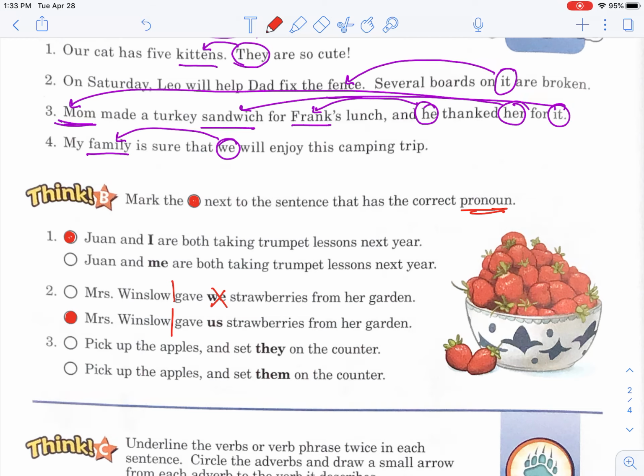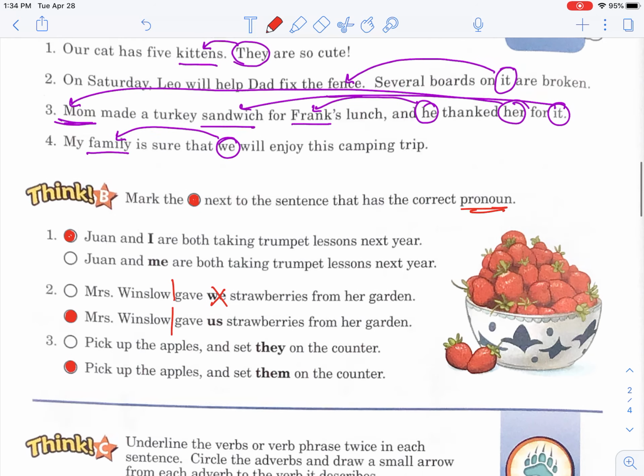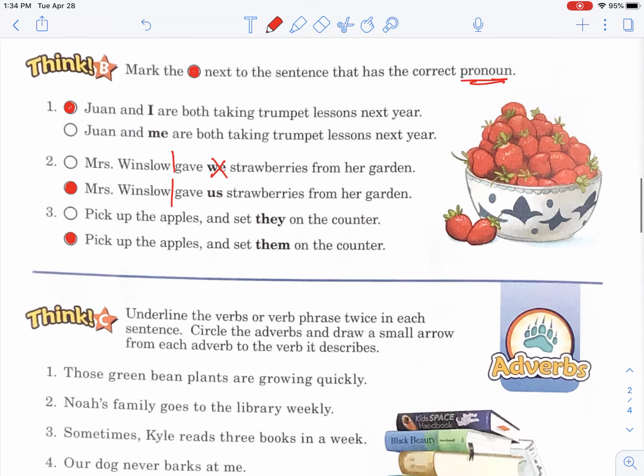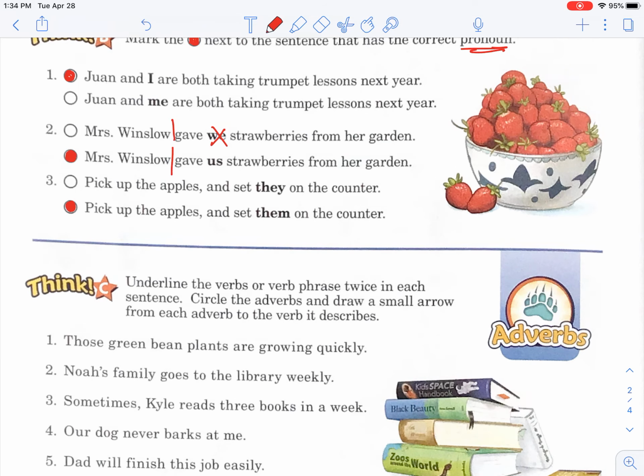Okay, number three. Pick up the apples and set they on the counter. Or there's pick up the apples and set them on the counter. Ooh. They are on the counter. That would go in the beginning. But if I say set them on the counter or set they on the counter, it is them. Set them on the counter. And that's one of those, boys and girls, that you would just say it and they sounds funny. And so you would know that that's not it. They are on the counter. That works because that's in the subject. But in the predicate, you don't say they.